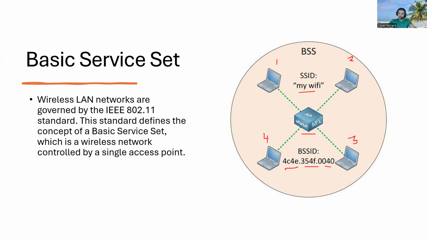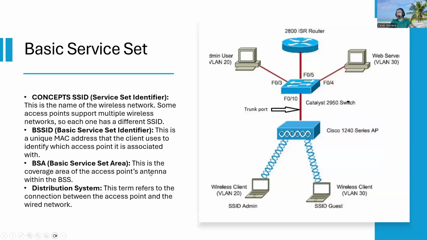Now, going to the definition, what do we have here? Wireless LAN networks are governed by the IEEE 802.11 standard. This standard defines the concept of a basic service set, which is a wireless network controlled by a single access point.